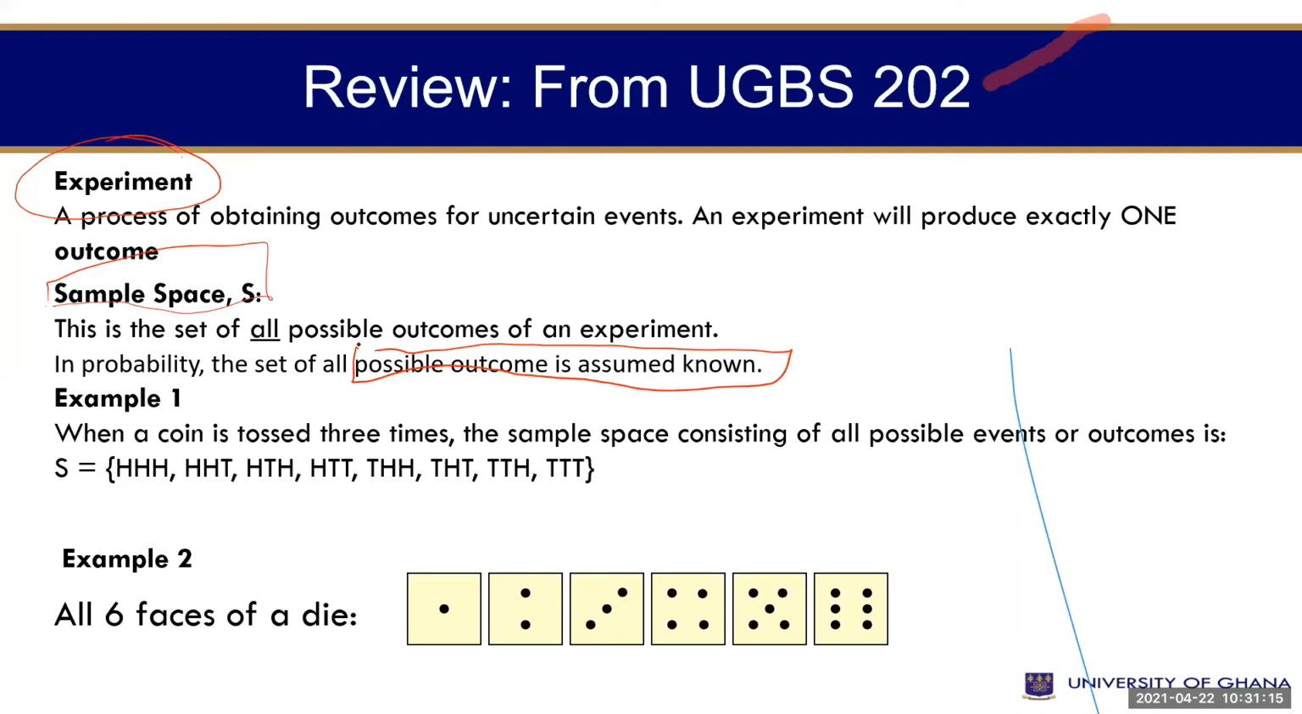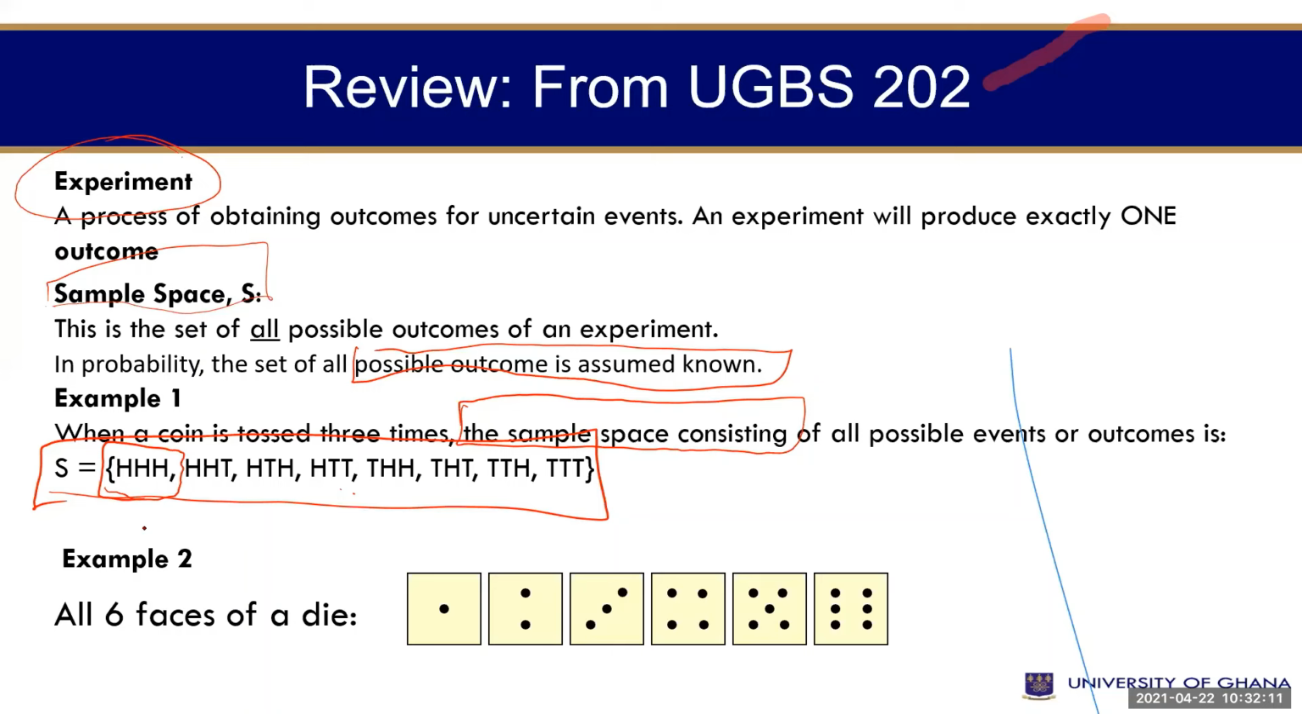That's why we say that the possible outcomes are assumed known. For instance, if I throw a coin three times, then the sample space will consist of the possible outcomes based on the experiment. It's possible that I'll get head, head, head, or head, head, tail, head, tail, head, head, tail, tail, tail, head, head, tail, head, tail, or tail, tail, head, or tail, tail, tail. This is what we refer to as the sample space.